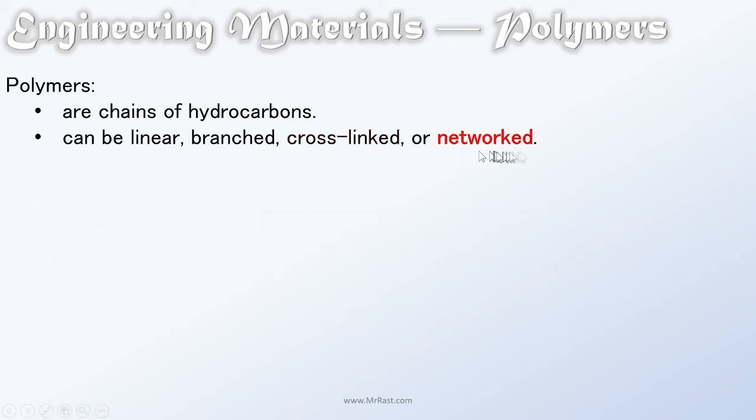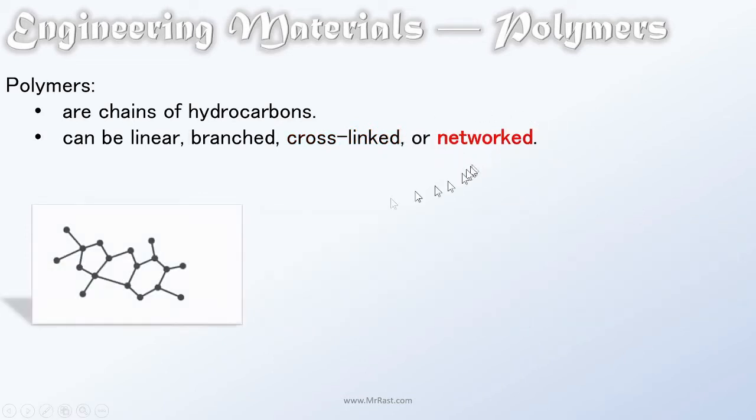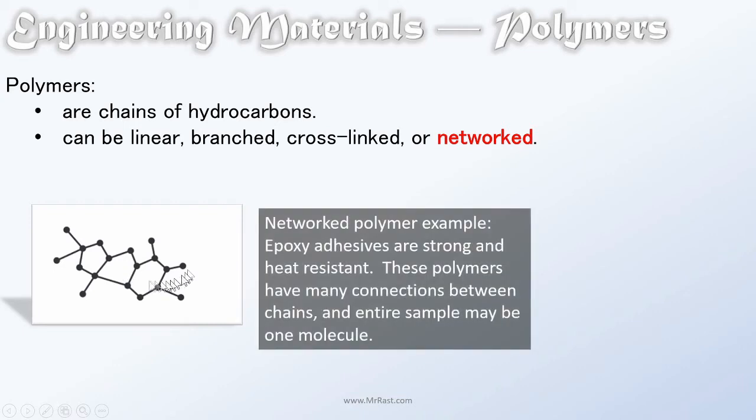The last form of polymer is a networked polymer. In networked polymers, you don't really have much of a chain. It's like they're connecting to each other constantly, and it makes a long, huge web. And because of this, they're extremely strong because these are all covalent bonds. Epoxy adhesives are examples of networked polymers. They're very strong and heat resistant.